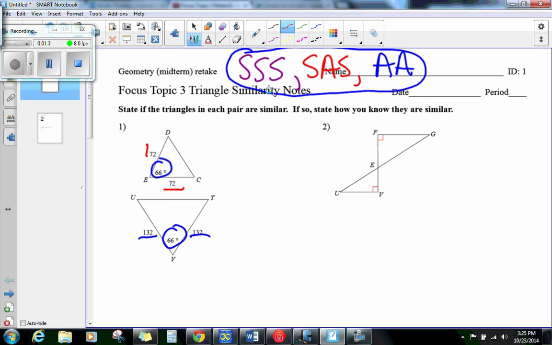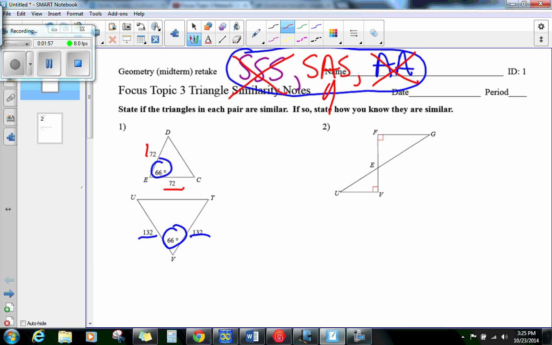Could it possibly be side, side, side? No, you're correct. It cannot be, because side, side, side, I need all three pair of sides. We have an angle here. Could it possibly be angle, angle? No, you're correct. For angle, angle, I need two pair of angles. Right now, I just have one pair of equal angles.